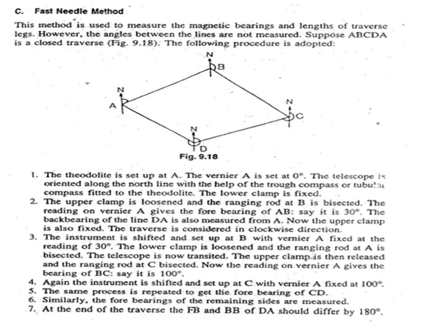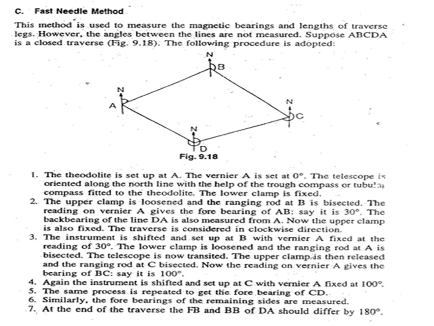Then the next method is fast needle method. This method is used to measure the magnetic bearing and length of traverse legs. However, the angles between the lines are not measured. Suppose A, B, C, D, A is a closed traverse. The following procedure is adopted. The Theodolite is set up at A. The vernier A is set at 0 degree. The telescope is oriented along the north line with the help of trough compass or tubular compass fitted to the Theodolite. The lower clamp is fixed.